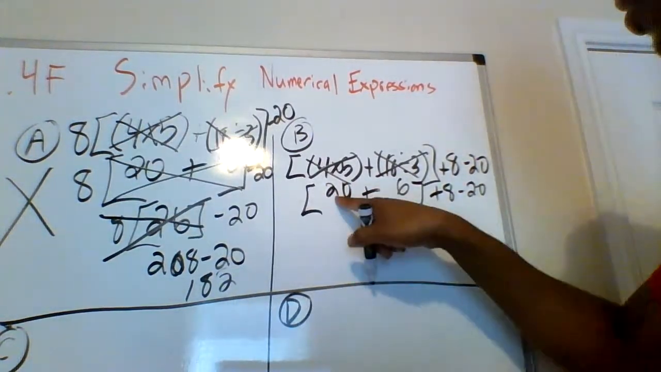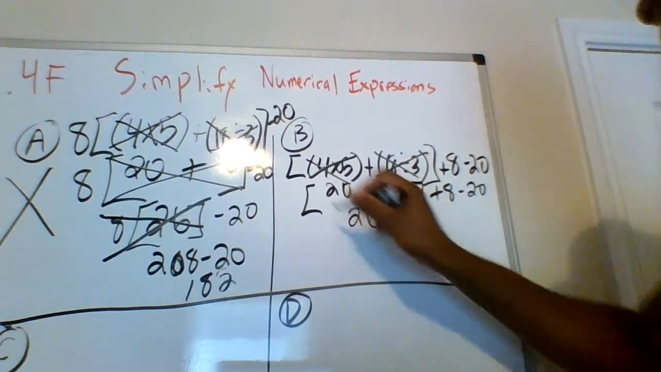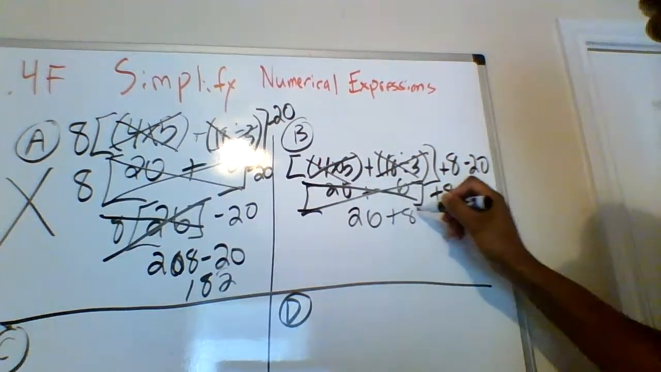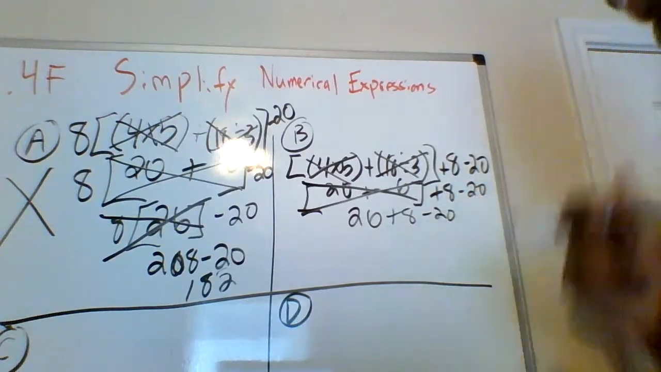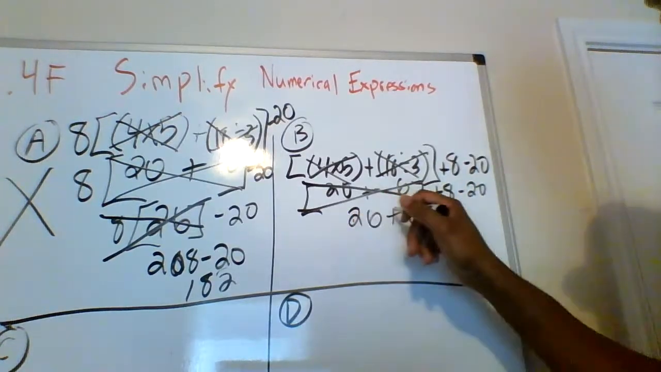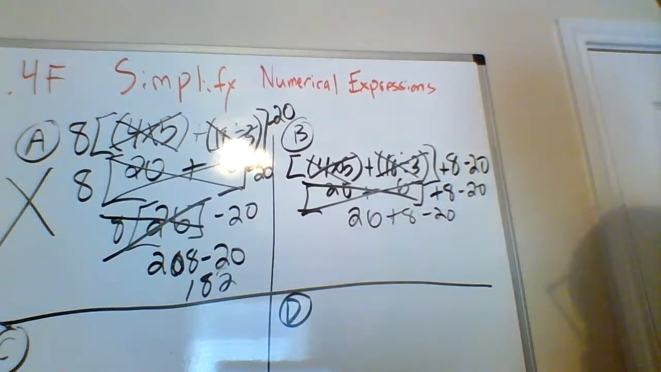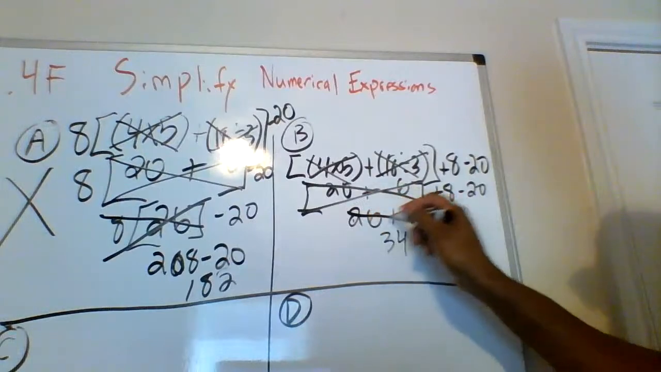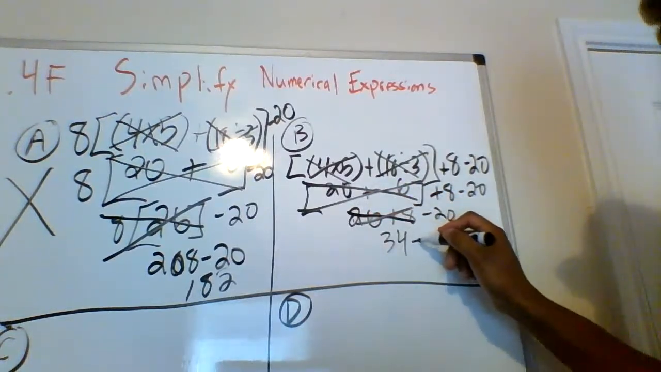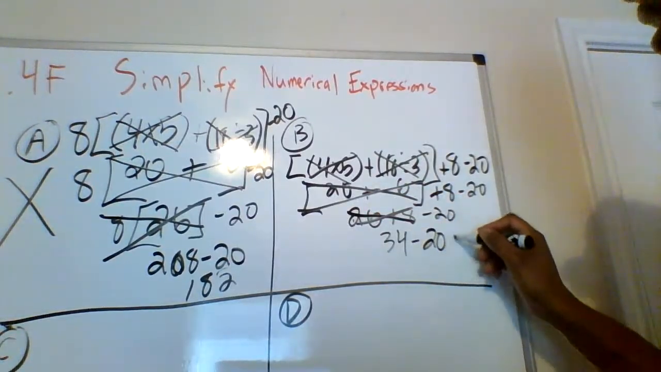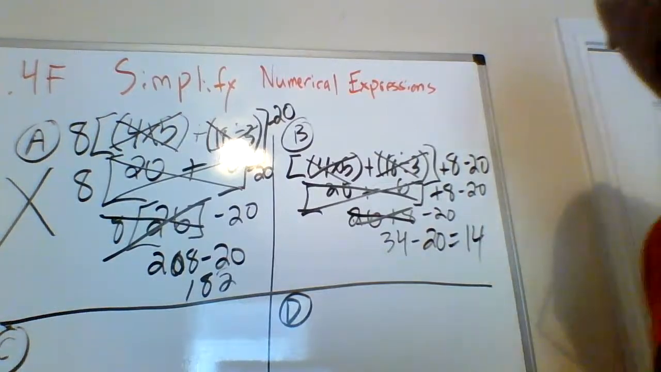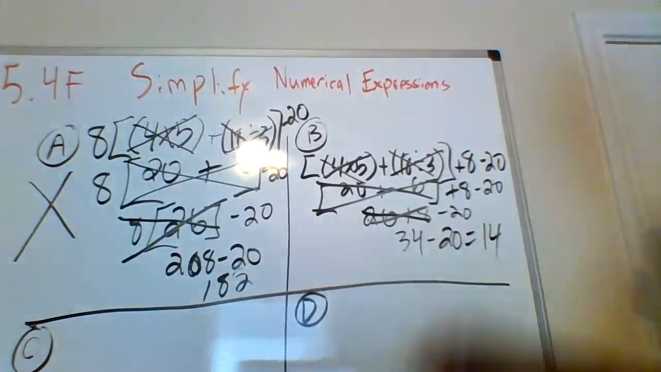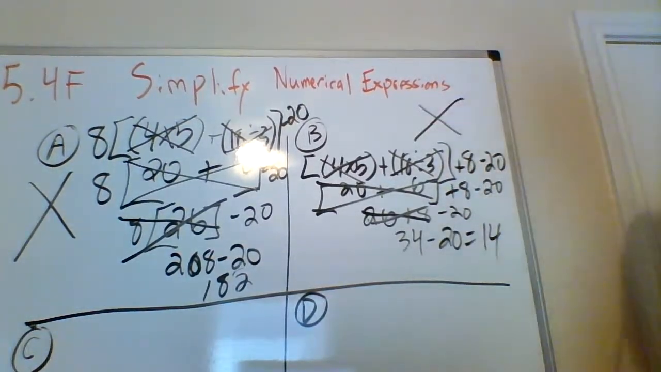Now brackets 20 plus 6 is 26. Good. Brackets is gone. Now you got plus 8 minus 20. All right? 26 plus 8 is 34. 34 minus 20 is 14. All right? I don't need it to be 14. I need it to be 18. So B is wrong too.